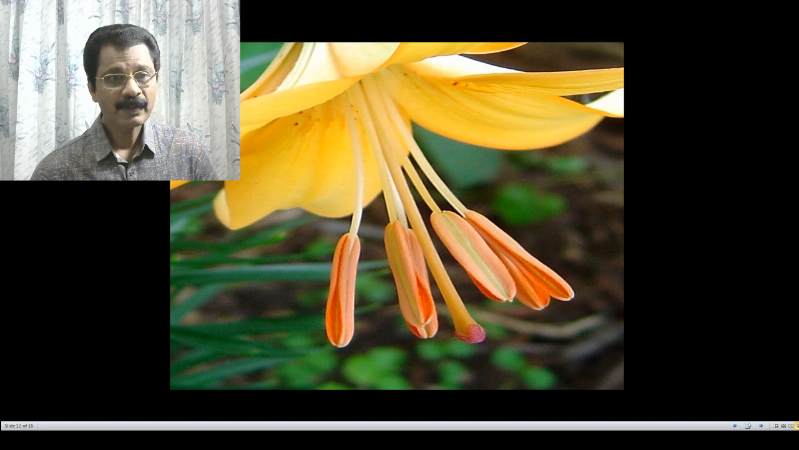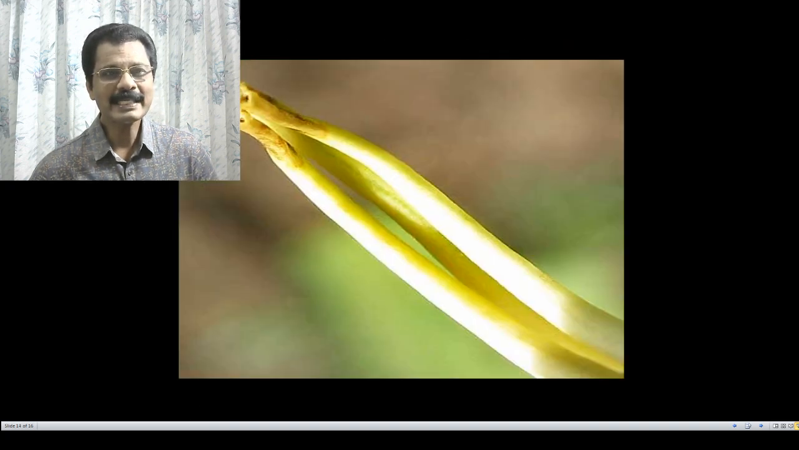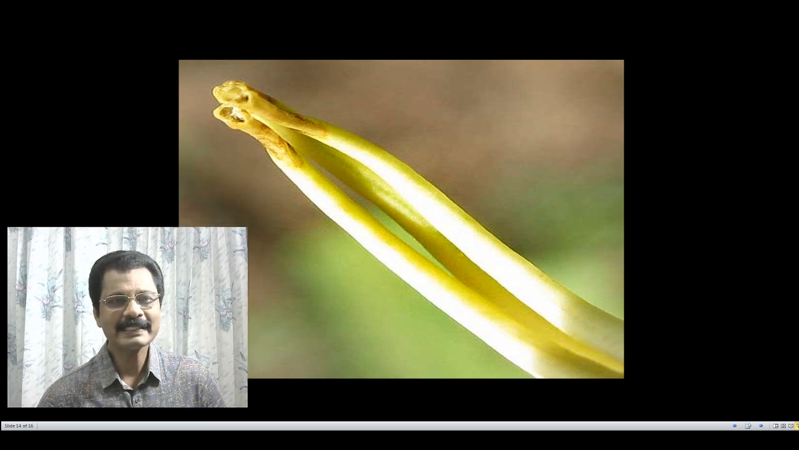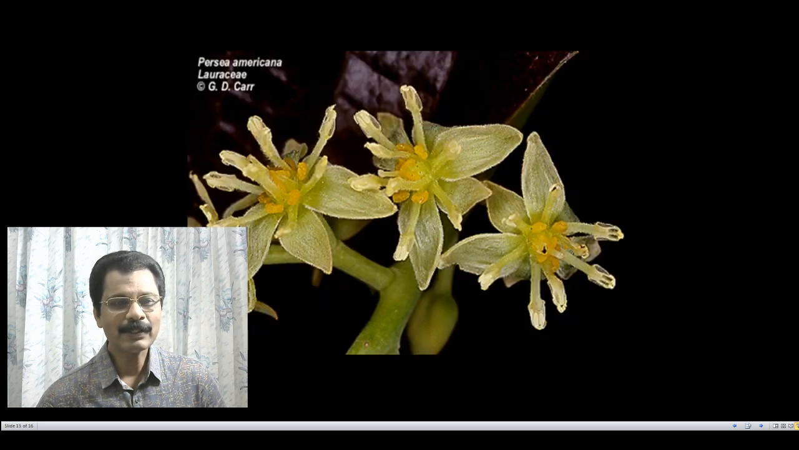With this, see, this is another example, you can see the longitudinal dehiscence here. And this is apical pore dehiscence. Right? Then this is a Lauraceae member, Persea americana. Here you can see the valvular dehiscence, and a small membrane covering the flap. See, this is valvular dehiscence, one of the characteristic features of Lauraceae members.